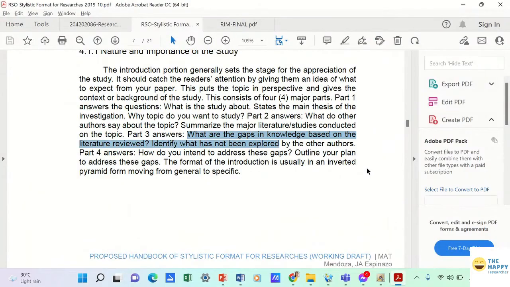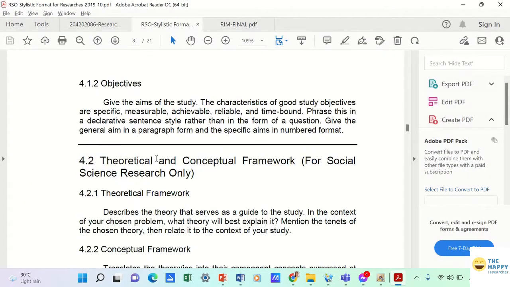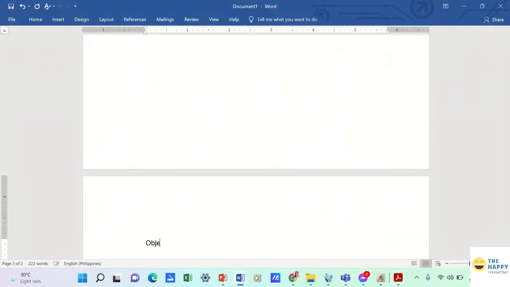After your rationale or nature and importance, you're now going to make your objectives. The objectives are always SMART. You already know the meaning of SMART. The objectives basically summarize all the data that you will be gathering in your study from the first until the end. It is capturing in writing the chronological sequence of data that you will be gathering in your study.